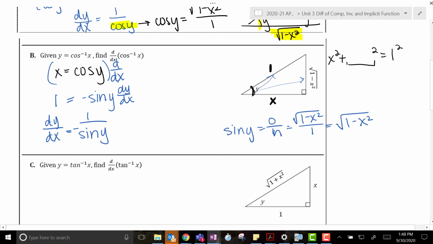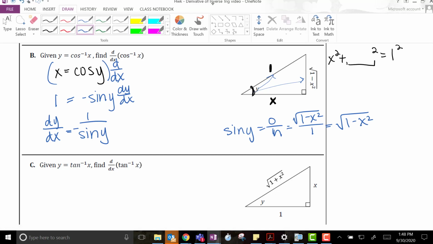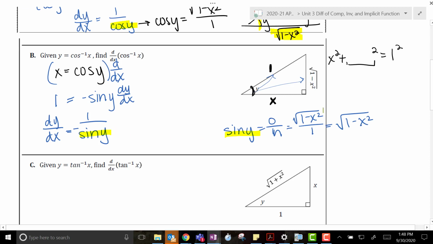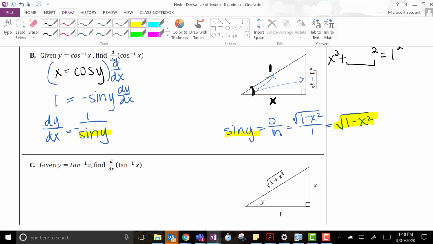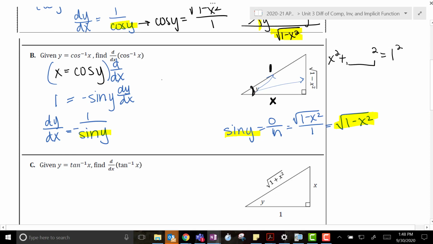Going back into that formula, I'm substituting this in for sine of y. But remember that we still have that negative. Don't forget about it. So when I finalize, I'm just going to move that negative to the numerator, and this is going to be over the square root of 1 minus x squared.